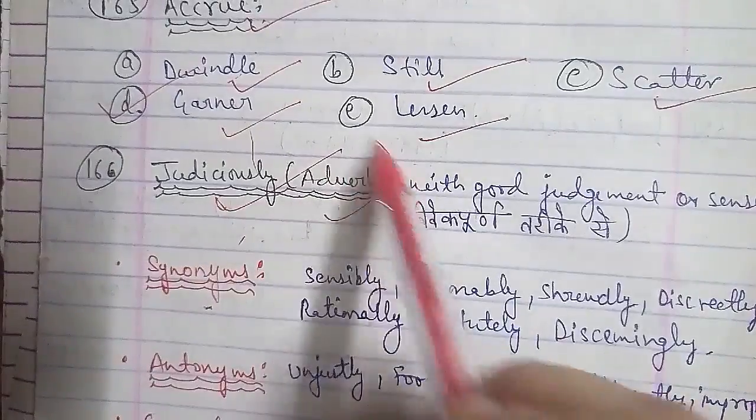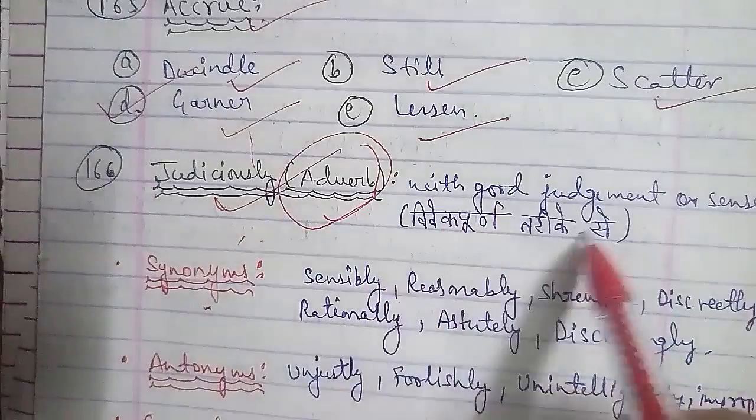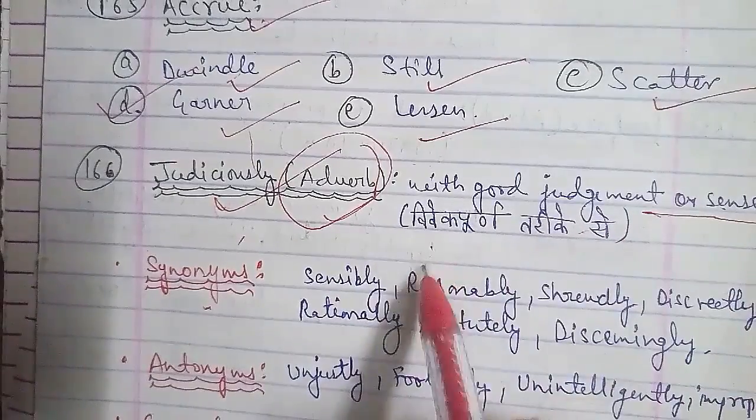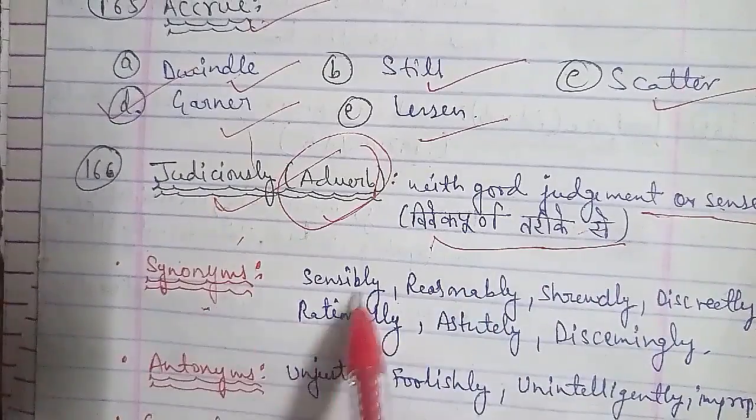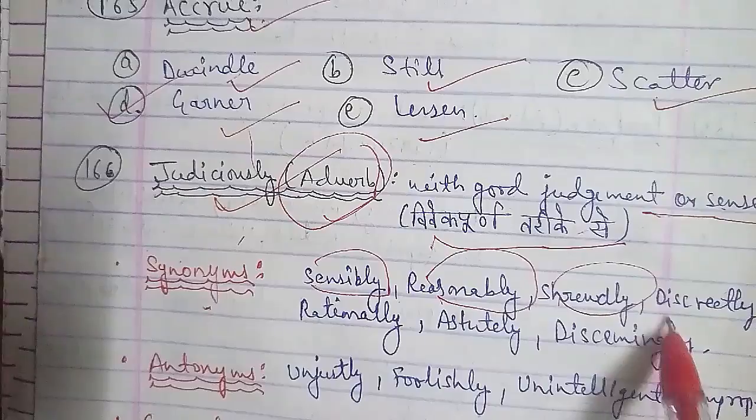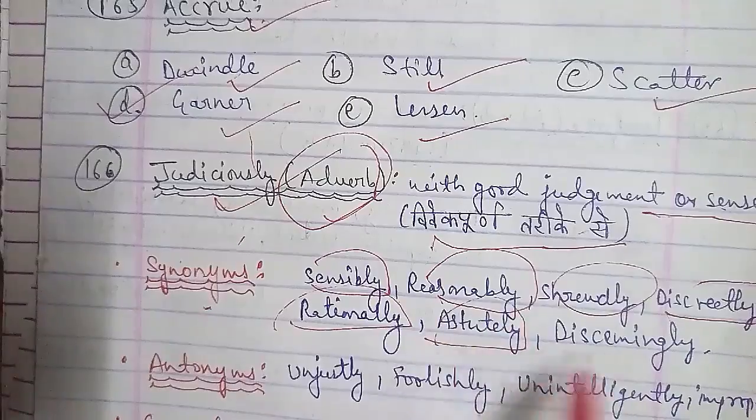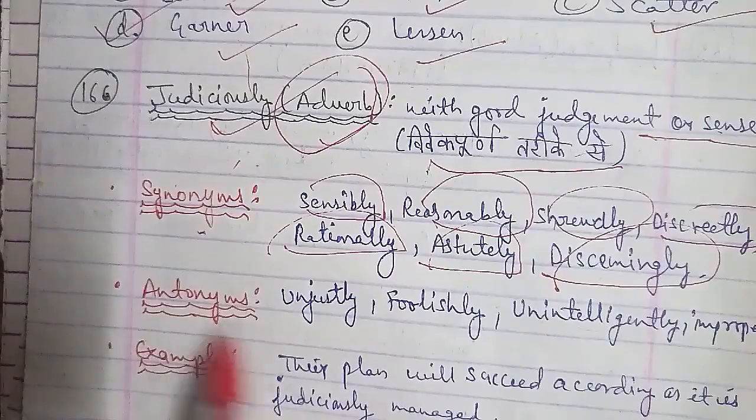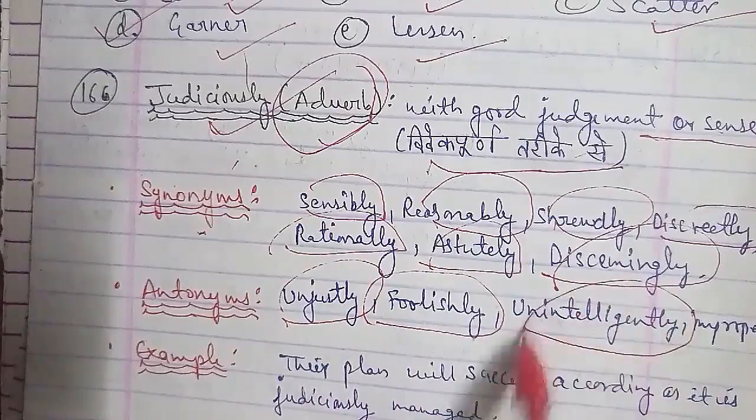Now the antonyms of judiciously we have here: unjustly, foolishly, unintelligently, improperly. The example of judiciously here: their plans will succeed according as it is judiciously managed. The trick for learning this word is जज के डिसीजन जुडिशियस होना चाहिए. तो जज के जो डिसीजंस हैं वो जुडिशियस होना चाहिए. It means that should be the good judgment, that should be the sensible judgment.